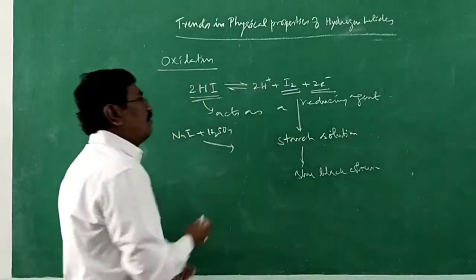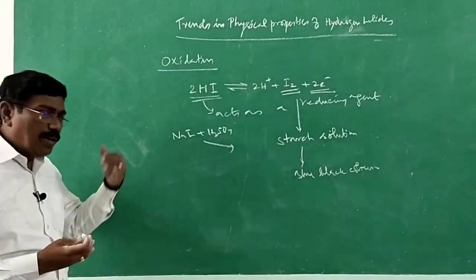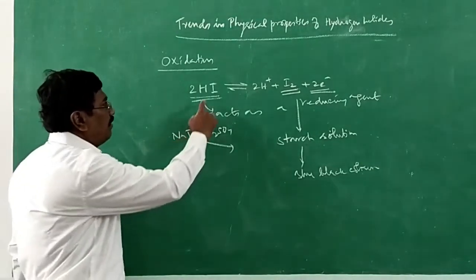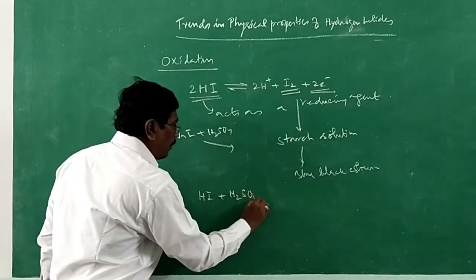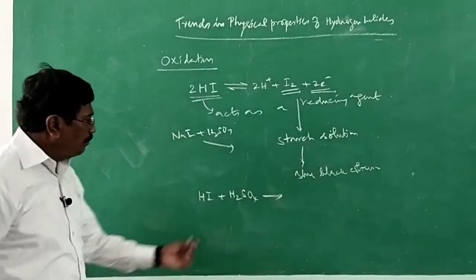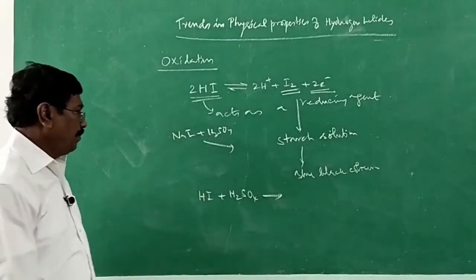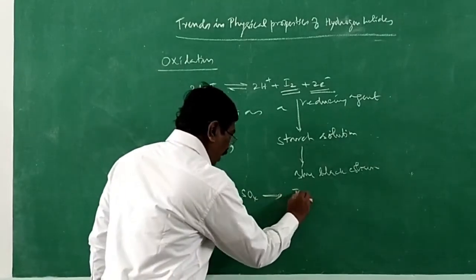And what is the reason for its reducing property? In what way does it behave? For example, when HI is made to react with sulfuric acid, what is happening? Usually with other halides, it becomes sulfur dioxide. But here, HI is oxidized to iodine.